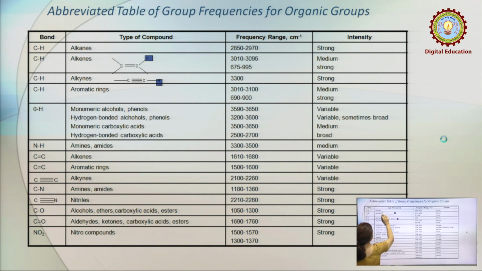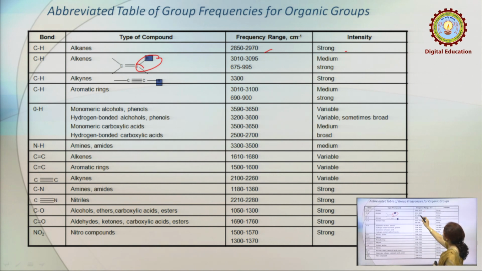First of all, alkanes. For alkanes, the CH bond frequency range is 2850 to 2970 per centimeter, and it is strong. Alkenes, CH bond, an alkene is a double bonded compound, but we are discussing the CH, with a range of 3010 to 3095, medium. For alkyne CH bond, the frequency range is 3300 centimeter inverse. For aromatic rings, 3010 to 3100.